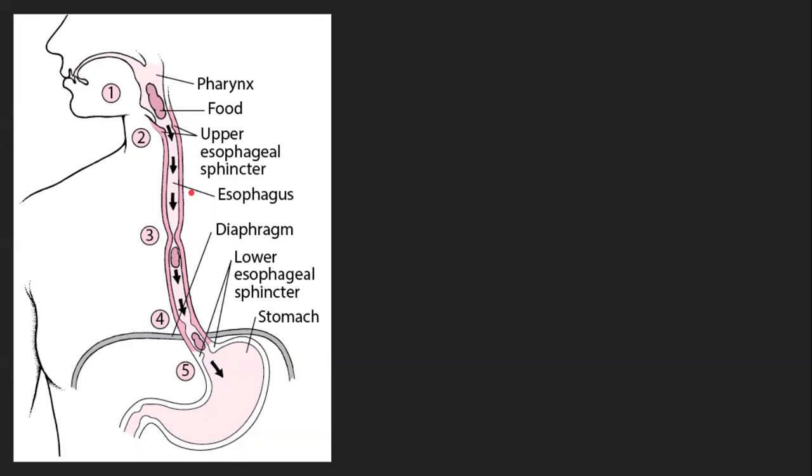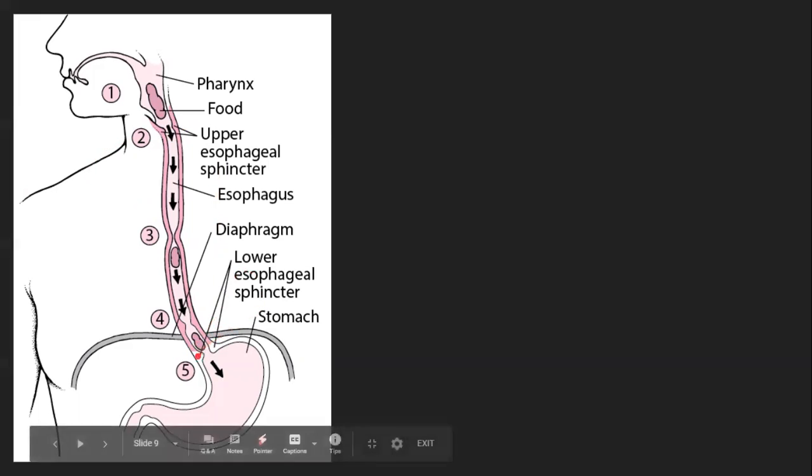In addition, there are two kinds of circular muscles, one here at the top called the upper esophageal sphincter, and one here at the bottom between the esophagus and the stomach, the lower esophageal sphincter. So what is the purpose of this? The purpose is to block the esophagus when you're not swallowing food.